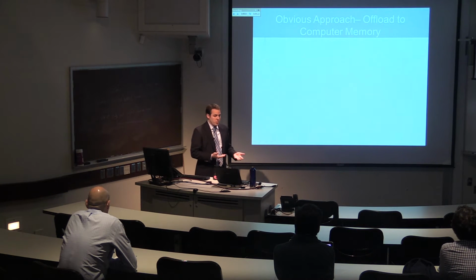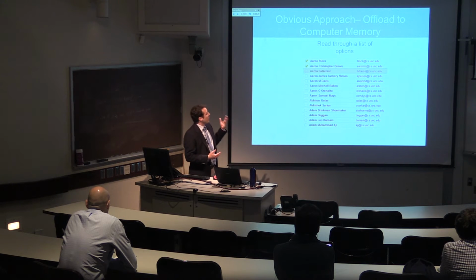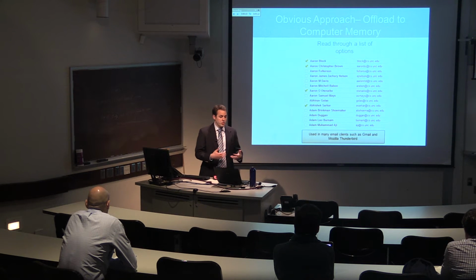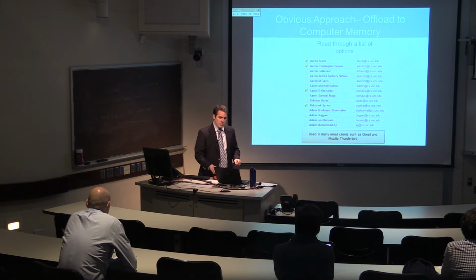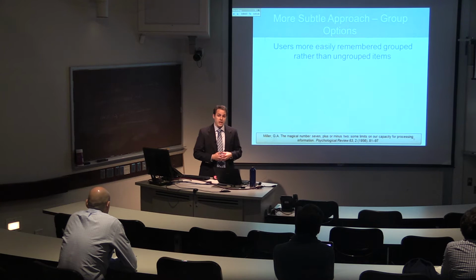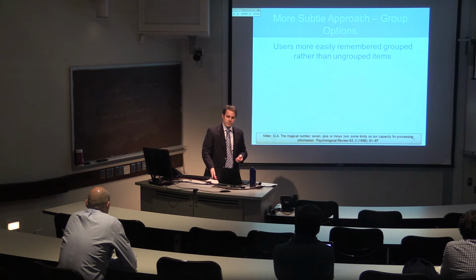Well, one obvious approach is to offload to computer memory. For example, you could have a list of options which users could read through and then select things as they view them. This is the approach used in many email clients, such as Gmail and Mozilla Thunderbird. A more subtle approach may be to group options, based on the observation from past work that users more easily remember grouped rather than ungrouped items.